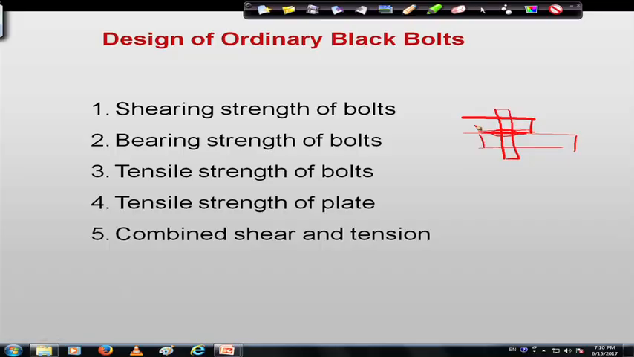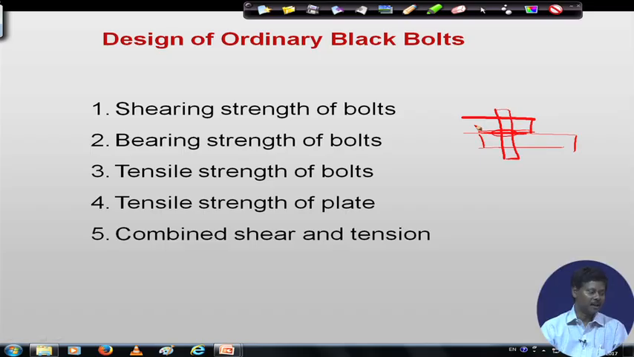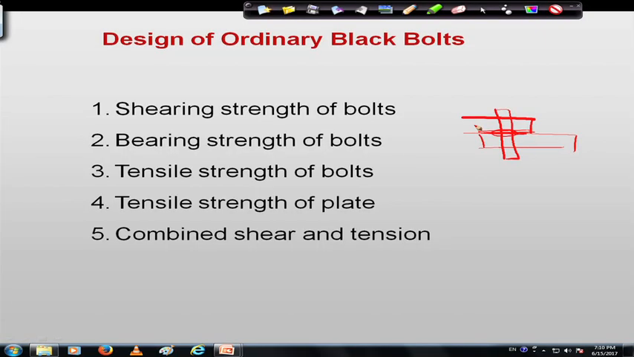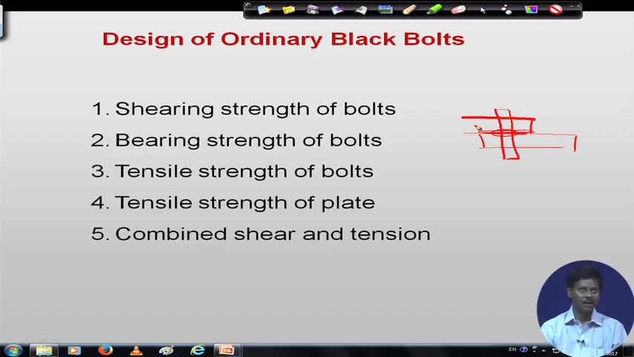Another aspect is combined shear and tension, meaning sometimes the bolt is subjected to combined shear and tension. That also we will check, and out of these five we will see which one is the least strength, and the least strength will be the bolt strength. So we will try to find out the bolt strength for different failure criteria: one is shearing, then bearing, then tensile strength of bolt, then tensile strength of plate, and combined shear and tension.